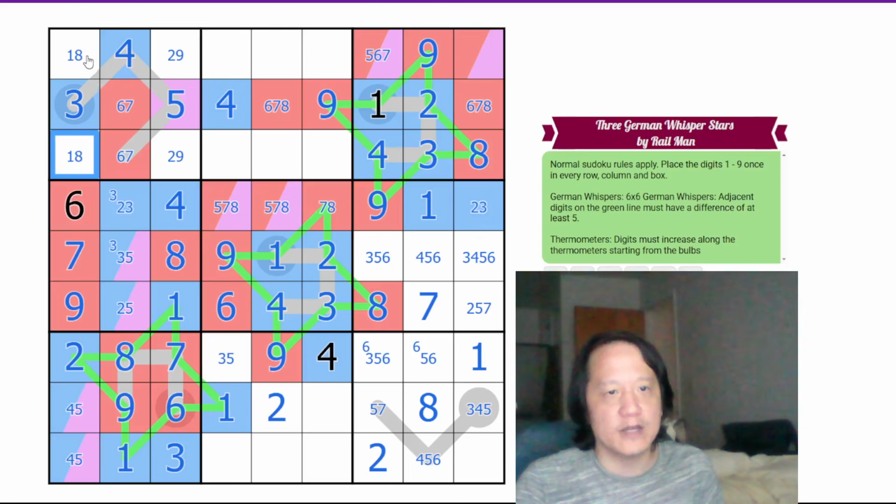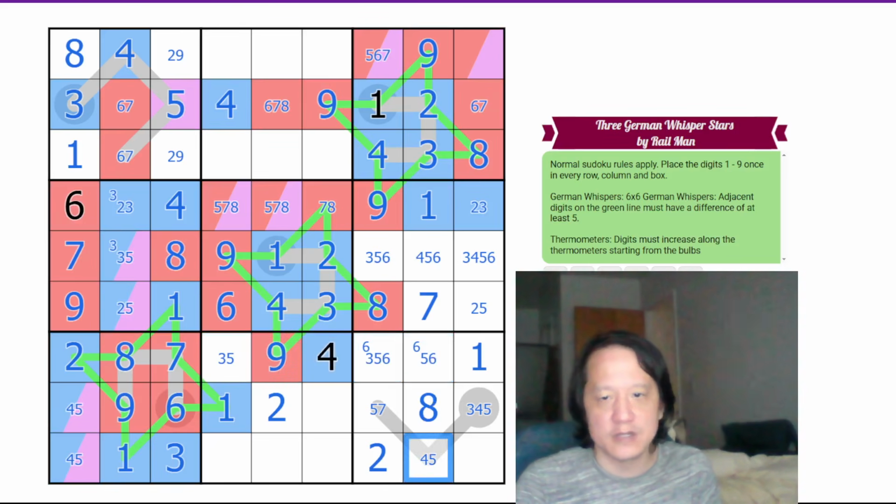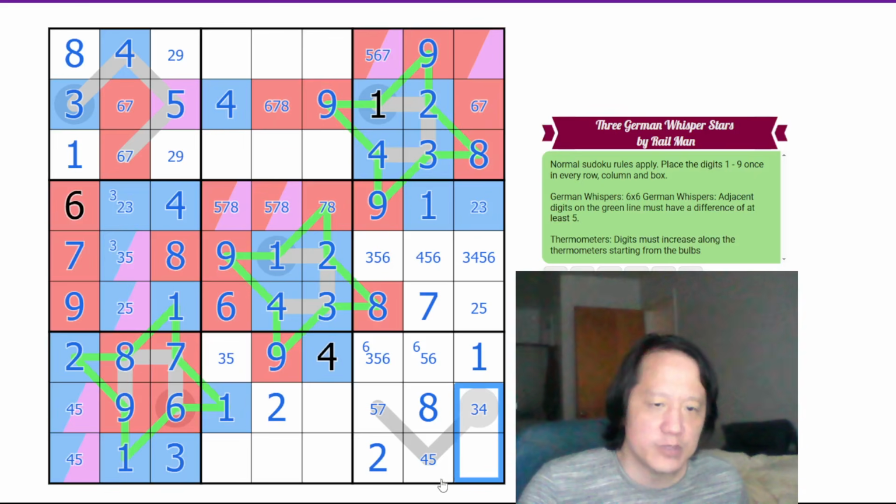8 eliminates 8 there, so it's 1 and 8 there. There's no 8 here, it's 6 or 7. 7 eliminates 7 there. 6 has to be one of these two digits. That eliminates 6 in the rest of the box here. So this can't be 5, because it has to be smaller than that digit. And if this were 5, that would be 4, and that would be too small.